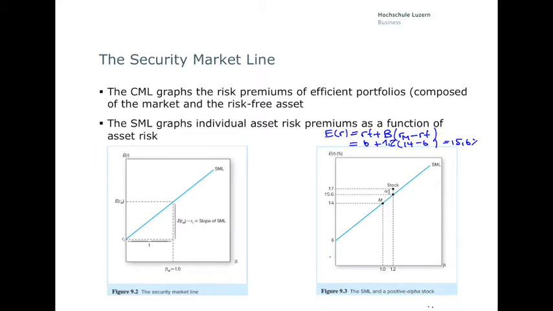So we take 6% for the risk-free rate plus 1.2 for the beta times the market risk premium, which is 14% minus the risk-free rate of 6%. So we arrive at an expected return of 15.6%. As we are looking for positive alphas, this would be a good buy. The alpha is the 17 minus the 15.6, which is equal to a positive 1.4%.